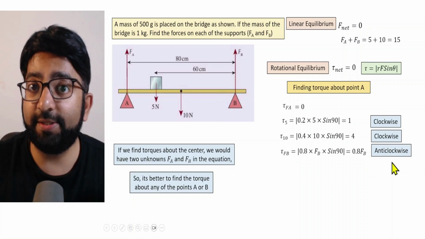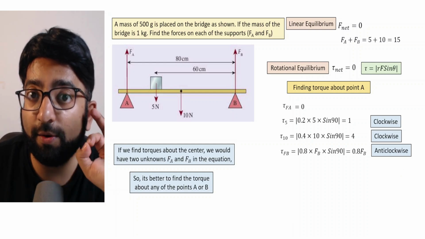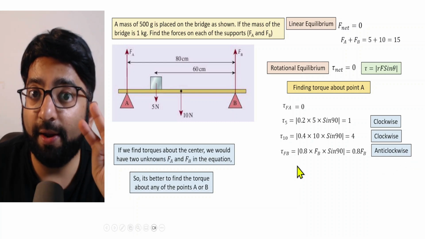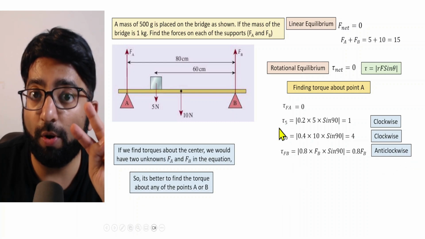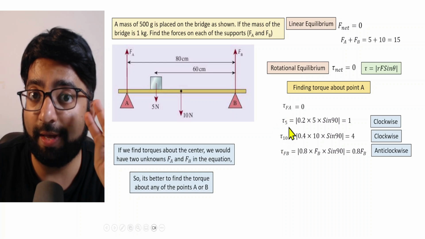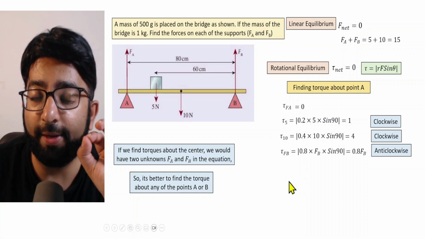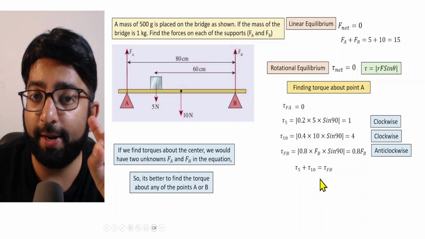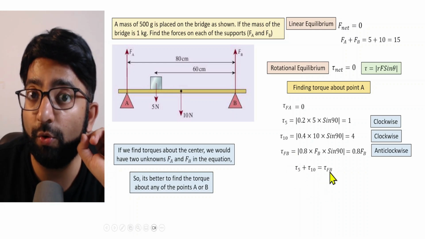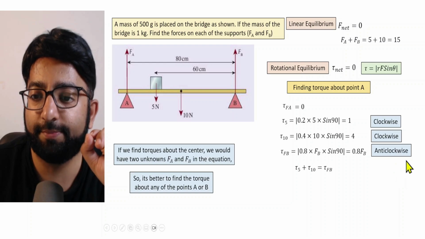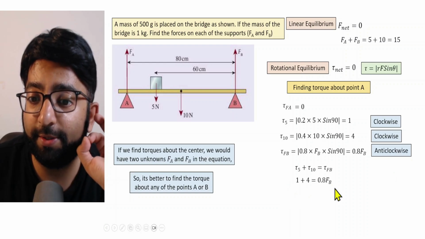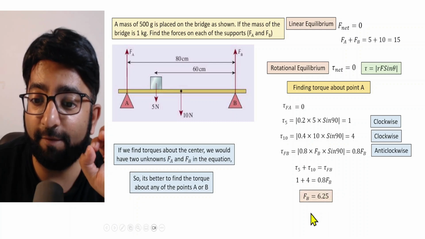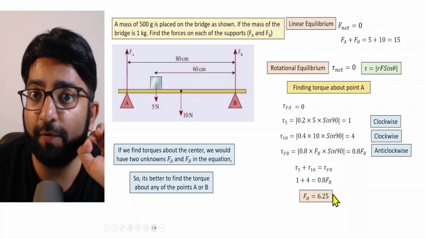Now, since the bridge is in rotational equilibrium, we will equate the total clockwise torque with the total anti-clockwise torque. So here we have two clockwise torques, the torque due to 5 and the torque due to 10. That will be equal to the torque due to FB. So our equation becomes torque due to 5 plus torque due to 10 will be equal to the torque due to FB, which was anti-clockwise. And now if we put all the values in this expression, 1 plus 4 is 0.8 FB. And if we simplify this, we will get the value of FB as 6.25 newtons.